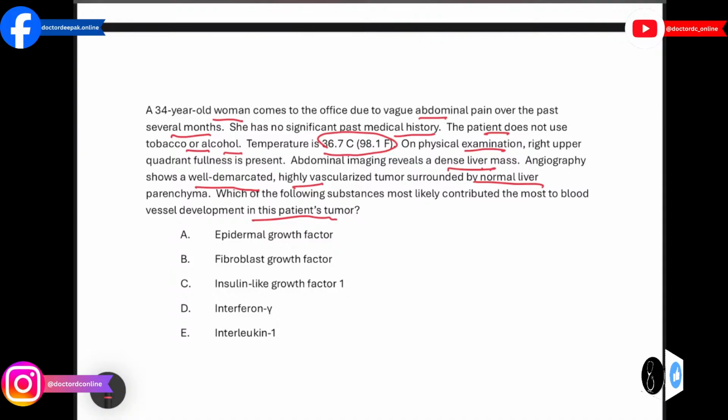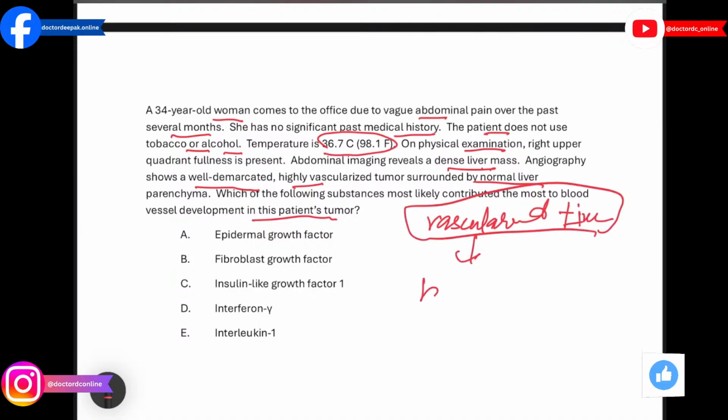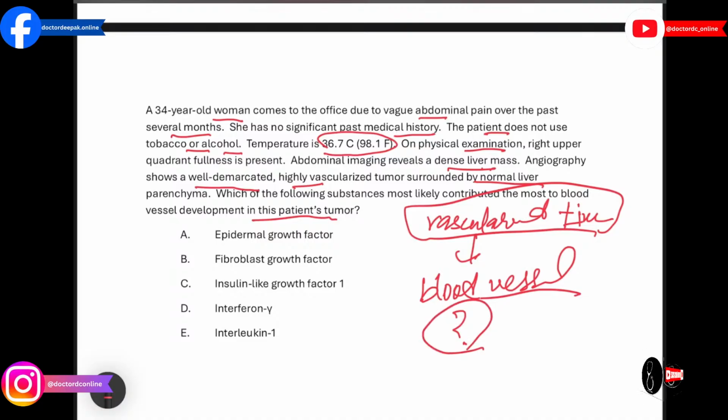The thing is that the patient has a vascularized liver tumor. But in the end, they are asking a question about the blood vessels. If the tumor is vascularized, then from which factor do those vessels form? We have to keep this in mind.